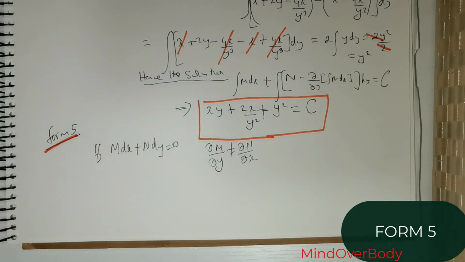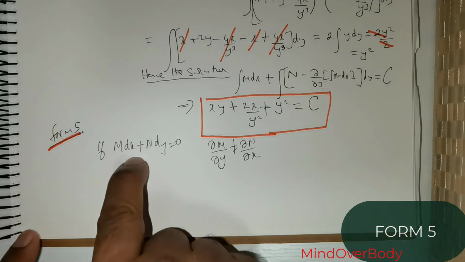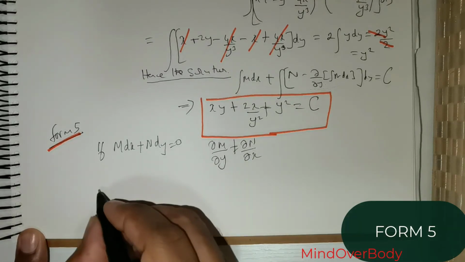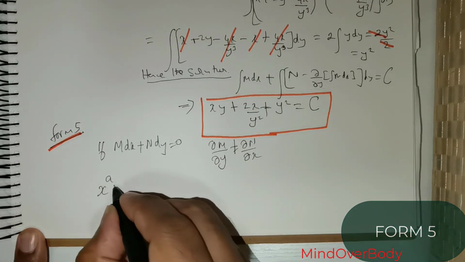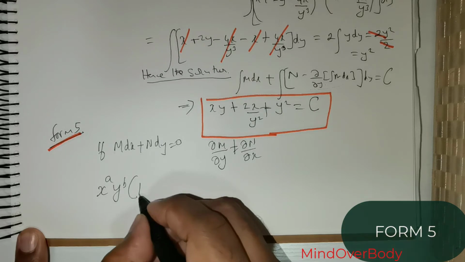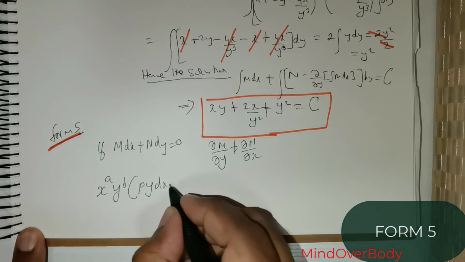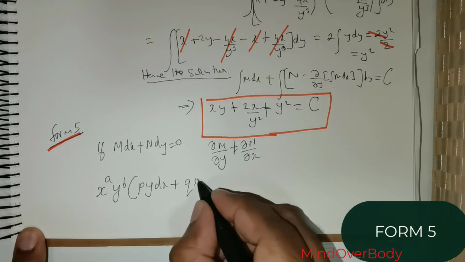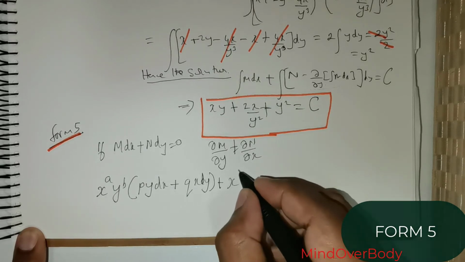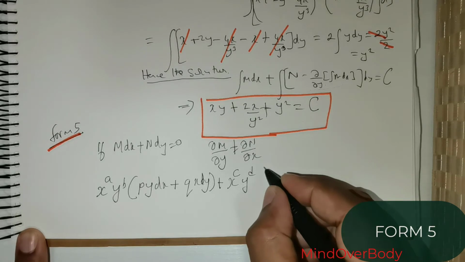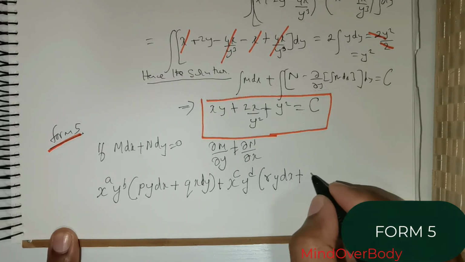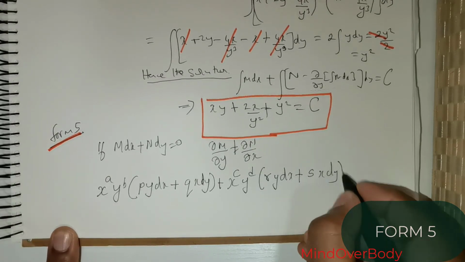We know this situation, and since this is a differential equation, if we are able to represent it in the following fashion, say x raised to the power of a times y raised to the power of b times some p times y dx plus some q times x dy, plus x raised to the power of some c times y raised to the power of some d times some r times y dx plus s times x dy, is equal to 0.